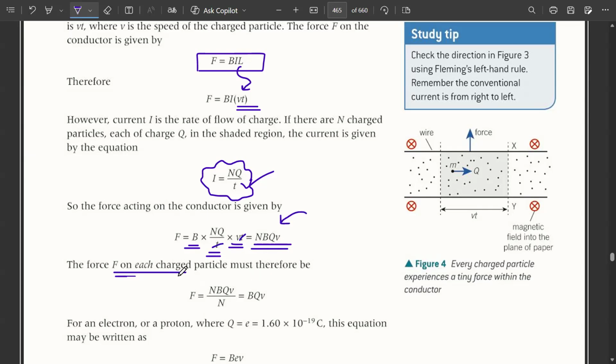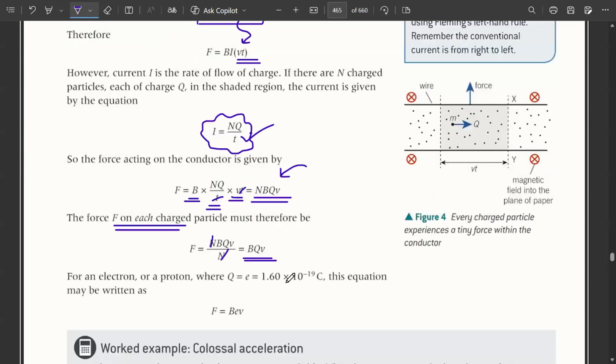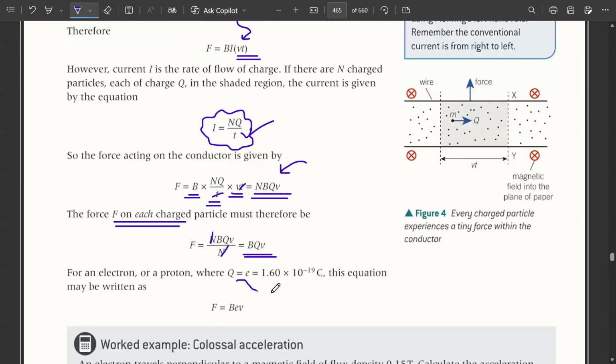And the force on each charged particle, if we cancel out the number, you can then make this formula as F is equal to BQV. And if the charged particle is an electron, what can we call it? E. So in place of Q, we write what? F is equal to BeV.